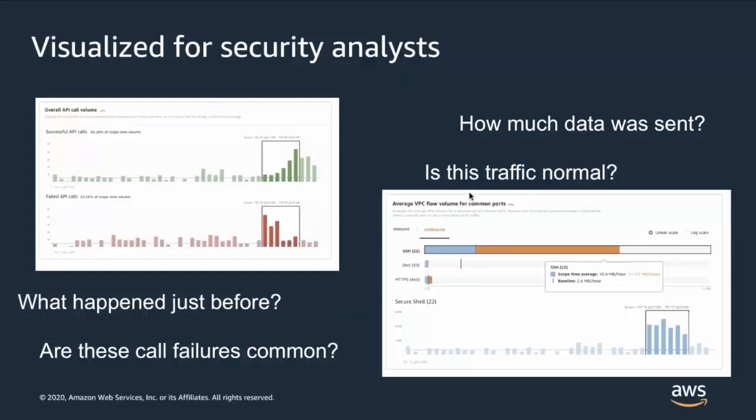So if you want to see how much data was sent, and if it was normal, it's really simple to go find the baseline and see what percentage of this was above the baseline, and maybe even select that portion and see the pattern behind it. And if you wanted to see what it looked like just before or after an event, it's very simple to do.